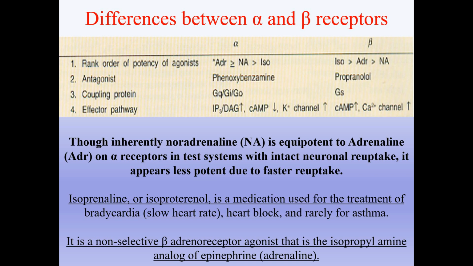reuptake. Isoprenaline or isoproterenol, or as you can see here, ISO, is a medication used for the treatment of bradycardia, heart block, and rarely for asthma. It is a non-selective beta adrenoreceptor agonist that is the isopropylamine analog of epinephrine.